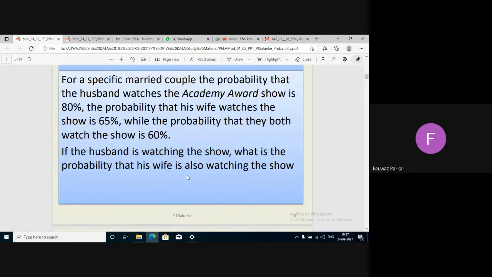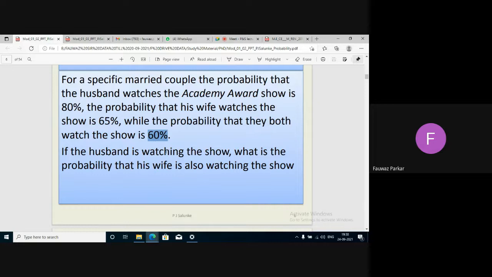Can anybody try to attempt this? Just before we reveal the answer, anybody can try to attempt what the answer will be, based on whatever we have discussed above. There are two independent events; you can call any one event A. Suppose you call this A and this B. Now A has already occurred: the husband is watching the show. This is A intersection B. A intersection B will always be lesser than A and lesser than B, because it is a part.